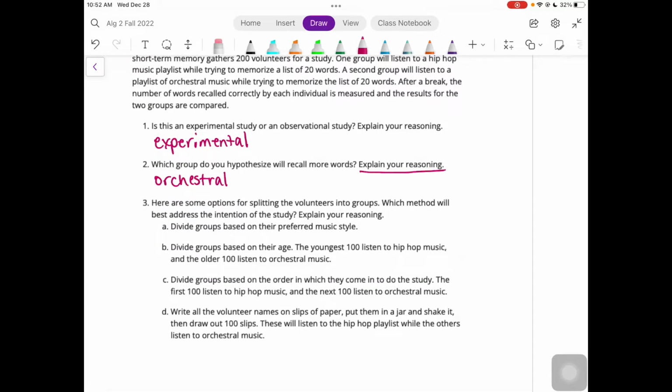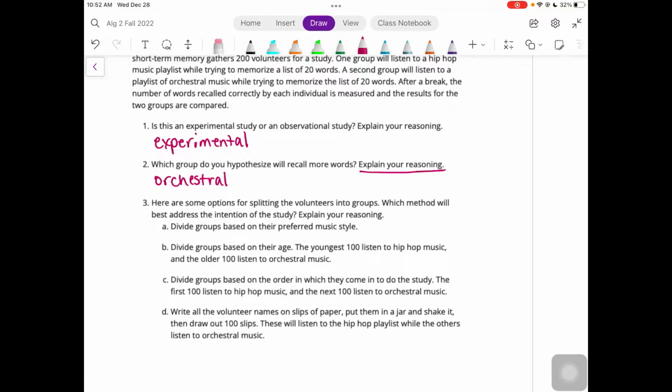And number 3, here are some options for splitting the volunteers into groups. Which method will best address the intention of the study? Explain your reasoning. So the first one is to divide the groups based on their preferred music style. Divide the groups based on their age. The youngest 100 listen to hip hop and the older listen to the orchestral music. Divide the groups based on the order in which they came in to do the study. The first 100 will listen to hip hop music and the next will listen to the orchestral. Write down all the volunteer names on slips of paper, put them in a jar, shake it, then draw out 100 slips. They'll listen to the hip hop and the rest will listen to orchestral music.